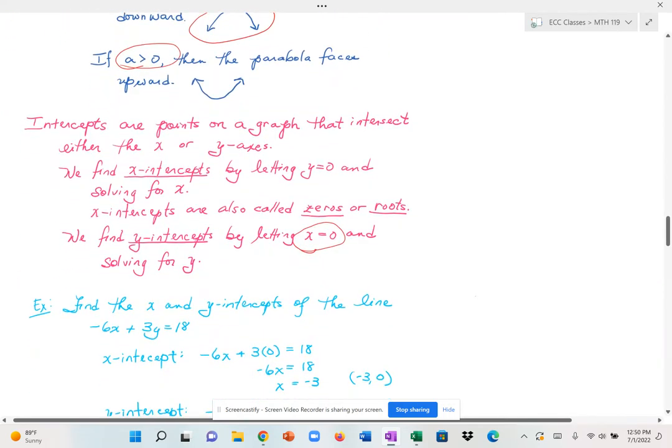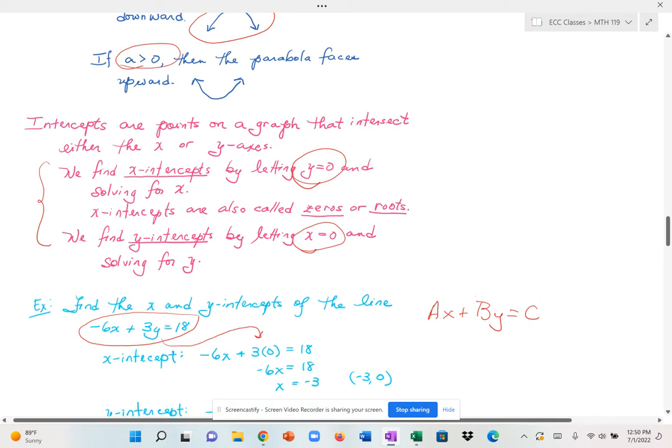So here you're asked to find the x and y intercepts of this line. So this is a line in the form ax plus by equals c. And we just need to use these definitions in order to answer this. So we're going to find the x-intercept by replacing the y with 0. So that's exactly what you see here.